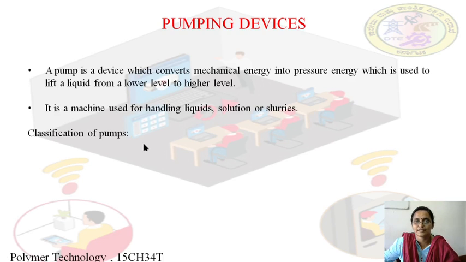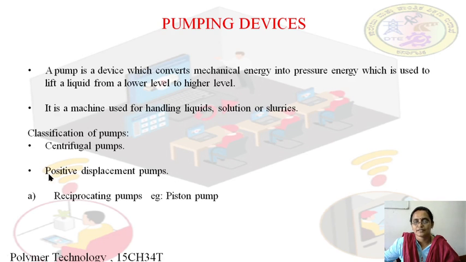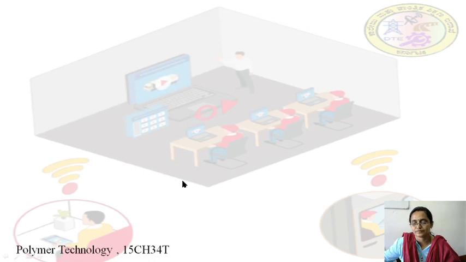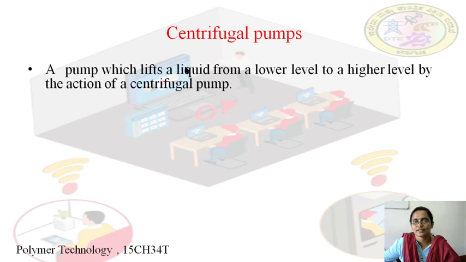Classification of pumps: basically they are of two types. One is centrifugal pump and the other is positive displacement pump or reciprocating pumps. Reciprocating pumps come under positive displacement pumps. Rotary pump is another example of positive displacement pumps. Centrifugal pump uses centrifugal force. A pump which lifts a liquid from lower level to higher level by the action of a centrifugal force is called the centrifugal pump.